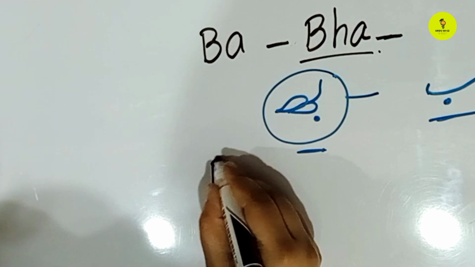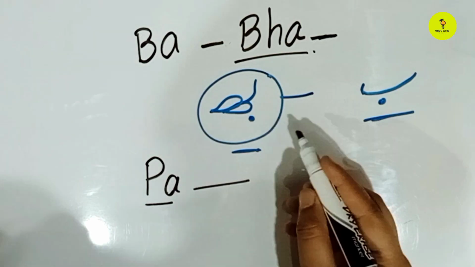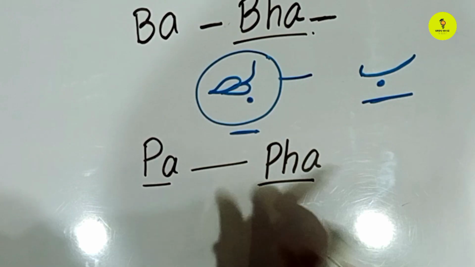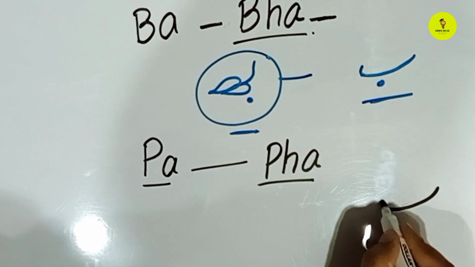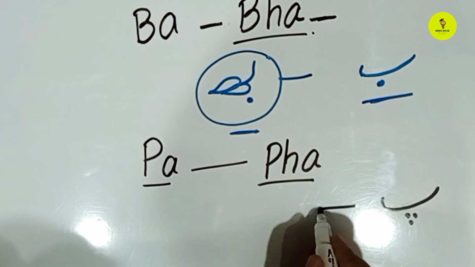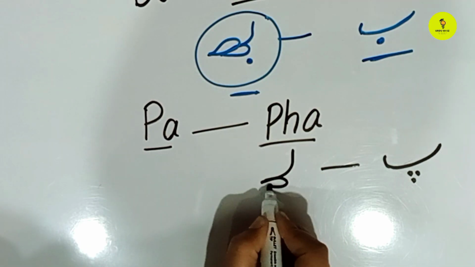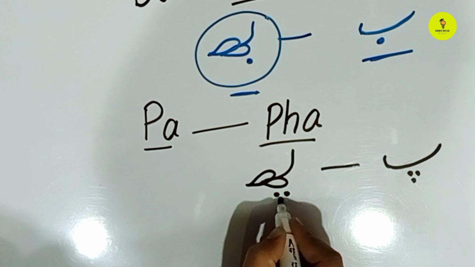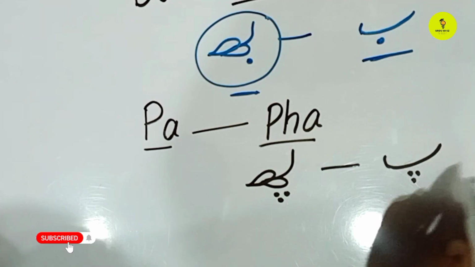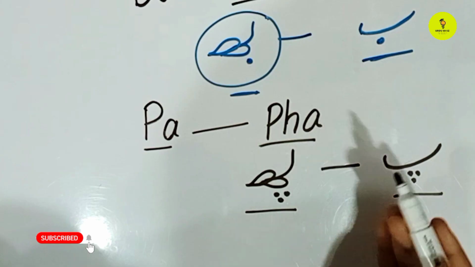The next is pa. You can see pa is a simple letter and pha is the heavy letter. Now I will write pa in Urdu and its heavy sound is pha. Now you can see pa is the simple letter and pha feels extra air.